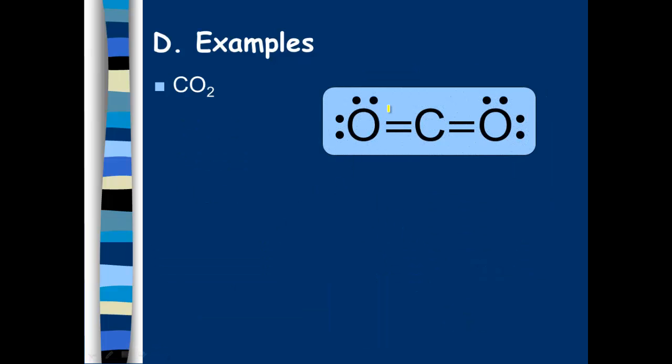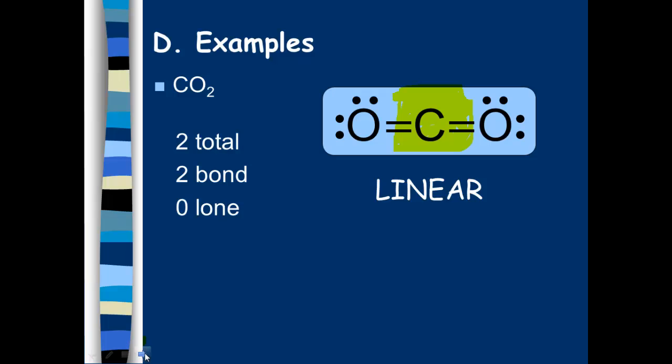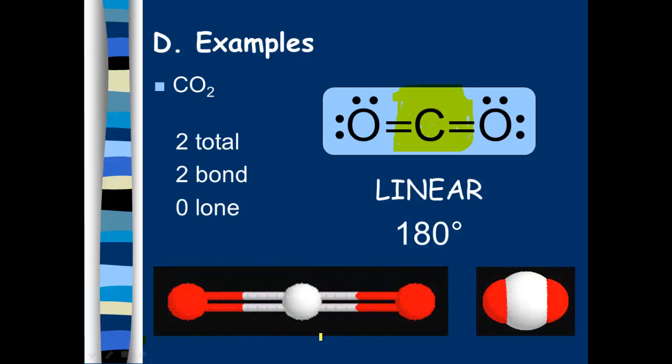All right, carbon dioxide. When I do these on paper, I like to highlight that middle atom. It helps me visualize and focus on what I'm trying to answer. If I look at that central carbon, there's 2 groups, both bonding groups, which is going to put it in linear, and the bond angle will be 180 degrees. Even though they're double bonds, each one only counts as 1 bonding group coming off of that central carbon.